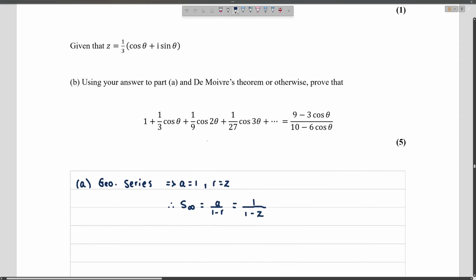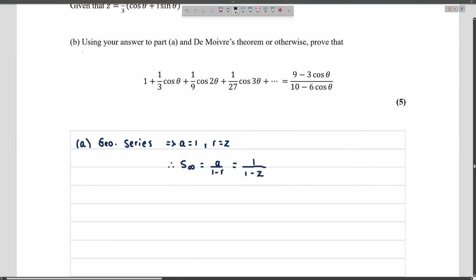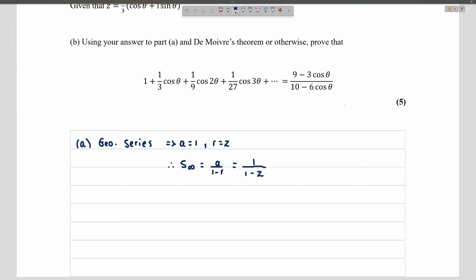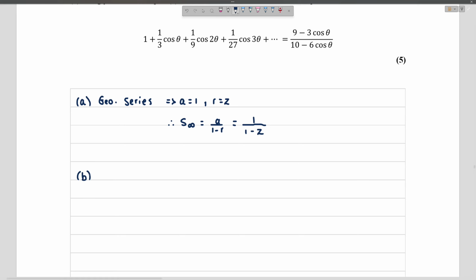Now for part B, what we're given here is that z is equal to 1 over 3 (cos theta plus i sine theta). But it says for part B, using your answer to part A and de Moivre's theorem, or otherwise, prove the following. So where do we begin here?